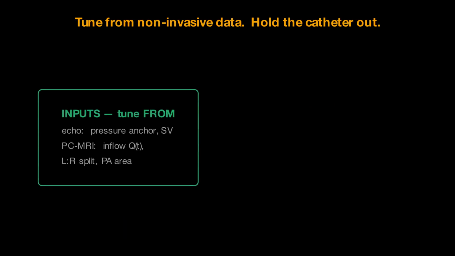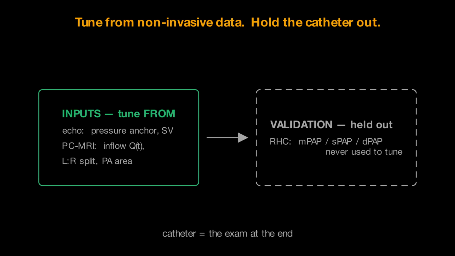Now the rule that keeps the whole thing honest. You tune the model using only non-invasive data. An echo gives a pressure anchor and a stroke volume. The MRI gives the inflow, the left-right split, and how the artery swells. The catheter, the gold standard right heart pressure, you deliberately set aside. Because if you tune to it, then matching it later proves nothing. It's circular. The catheter isn't an input, it's the exam you sit at the very end.